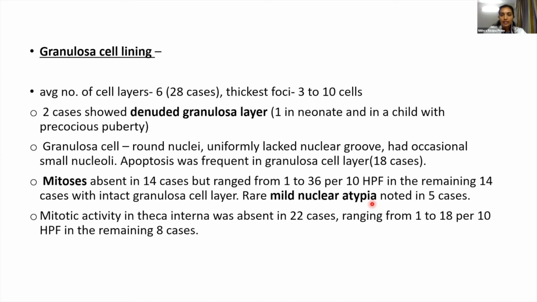Apoptosis was frequent in granulosa cell layer in 18 cases. Mitosis was absent in 14 cases, but ranged from 1 to 36 per 10 high power field in the remaining 14 cases with intact granulosa cell layer. 5 cases showed mild nuclear atypia. Mitotic activity in theca interna was absent in 22 cases, ranging from 1 to 18 per 10 high power field in the remaining 8 cases.